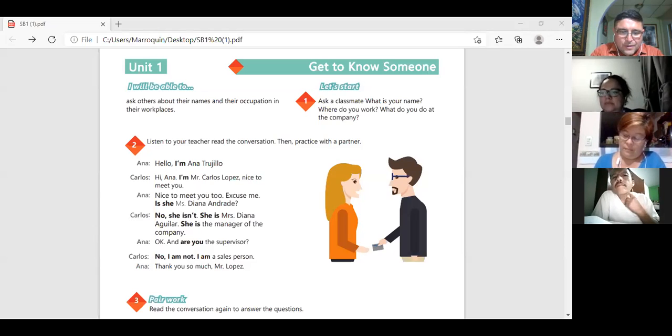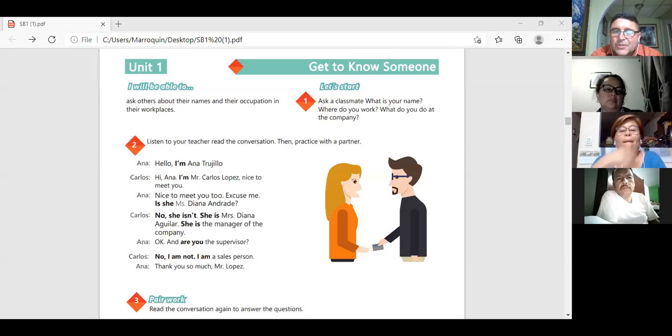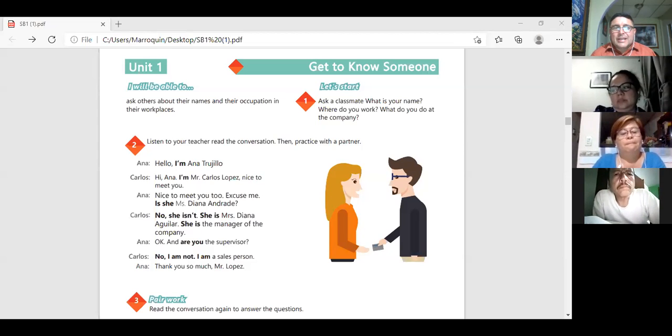Entonces, si yo le digo, this letter is addressed to you. ¿Qué digo ahí? This letter is addressed to you. ¿Qué digo ahí en español? Esa carta está dirigida a ti. Exactly. Yeah, this letter is addressed to you. Está dirigida a ti. All right, good. Okay, any other questions about the conversation?